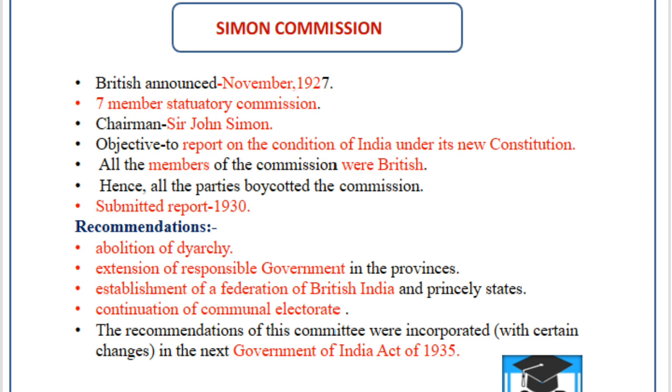The commission submitted its report in 1930 and made some recommendations. The major recommendations are abolition of diarchy, extension of responsible government in the provinces, establishment of a federation of British India and princely states, and continuation of communal electorate. To consider the proposals of this commission, the British government convened 3 round-table conferences of the representatives of the British government, British India and Indian princely states.